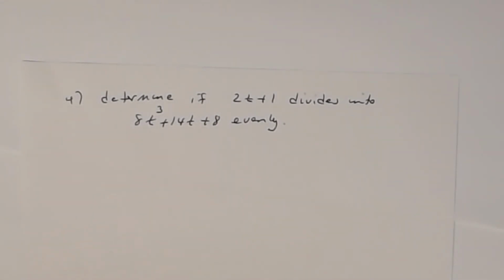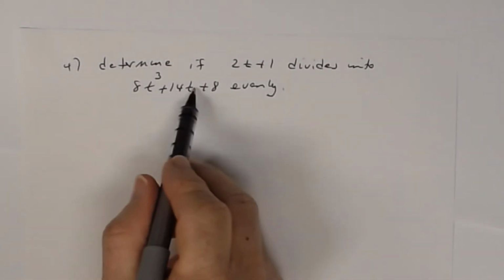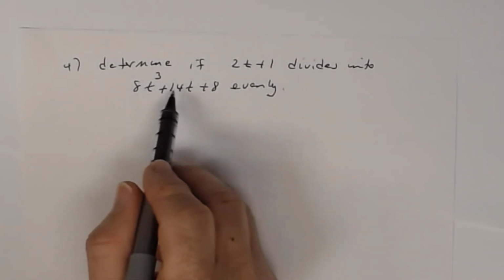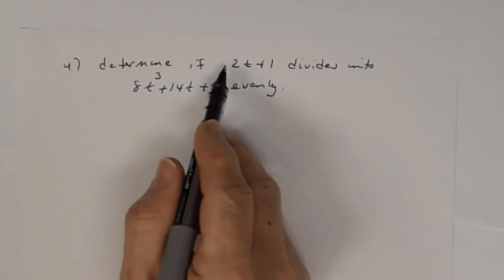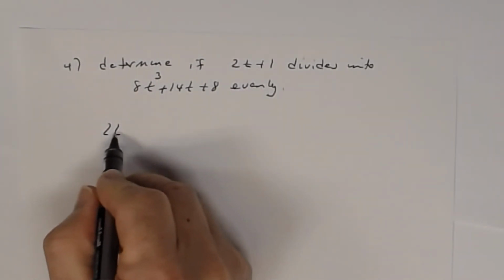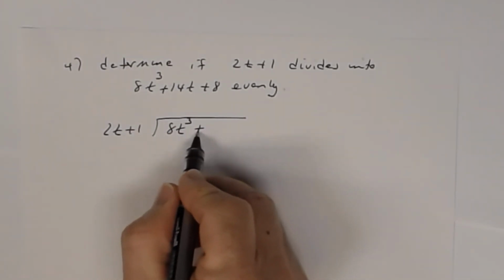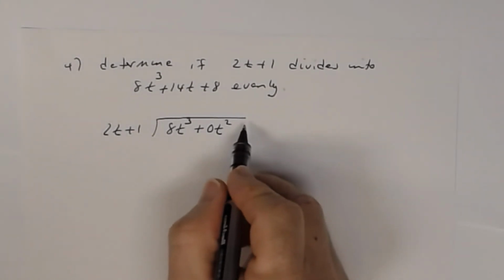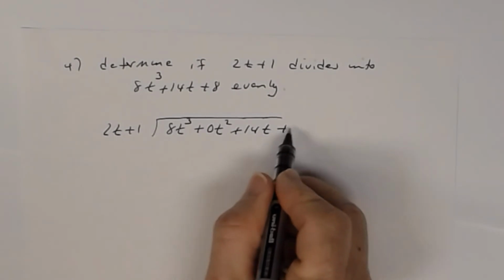Okay, so let's look at this one. Determine if 2t plus 1 divides into 8t cubed plus 14t plus 8 evenly. So we're going to use long division. And notice there is a missing term here, right? The t squared term is missing, so I'm going to need to put a 0 term there as a placeholder. So I'm going to say 2t plus 1 divided into 8t cubed plus 0t squared, so there's my missing term, so you need that placeholder, and then plus 14t, and then plus 8.